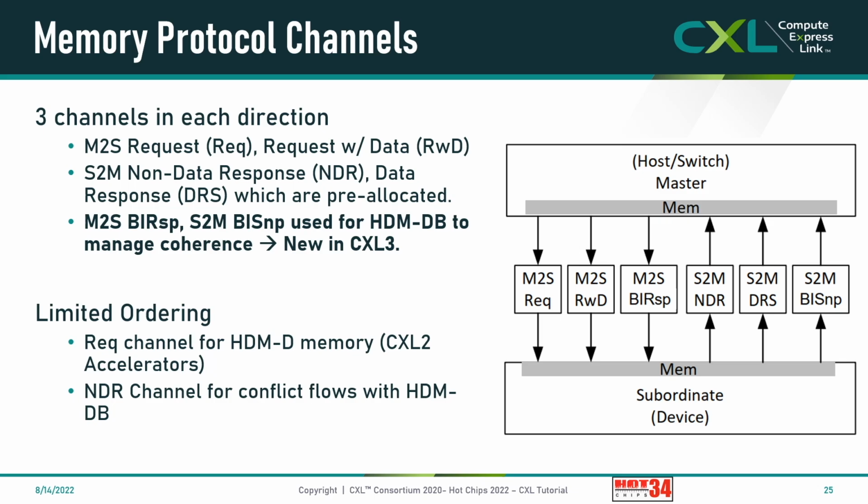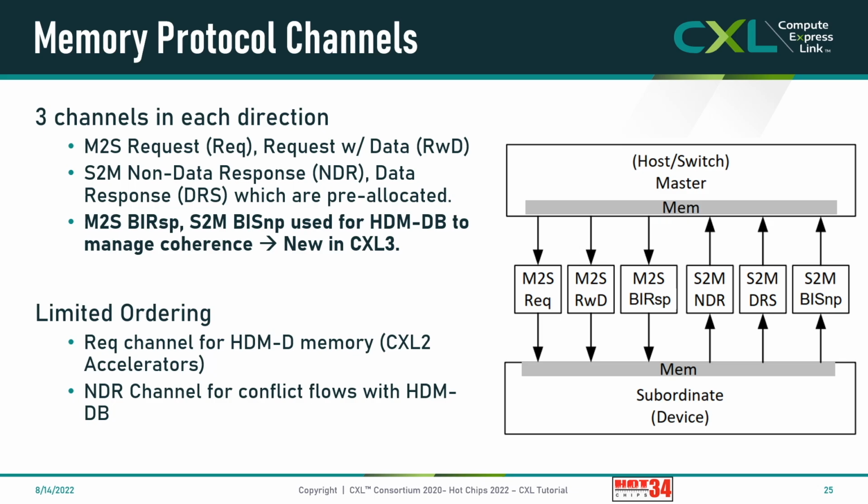And then we have two additional channels which are new in CXL 3. We have M to S BI response and S to M BI snoop. This is used for the HDM-DB memory type I talked about, where the device is managing coherence with the host. And I'll talk about those in detail coming up, but this basically allows the device to directly send snooping type messages towards the host to cause the host to change its cache state, similar to what we saw in the .cache protocol.